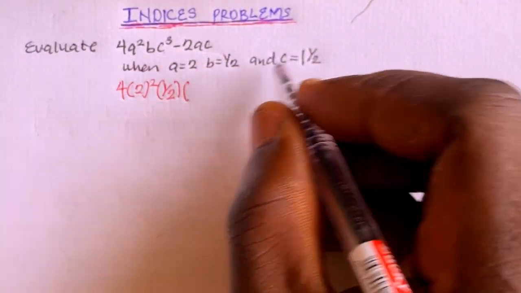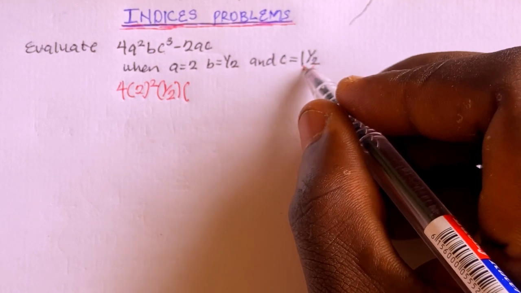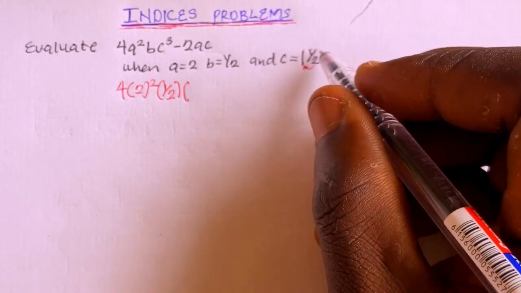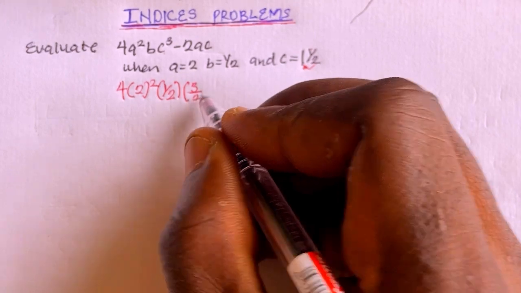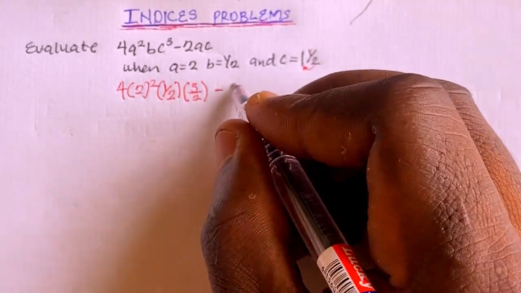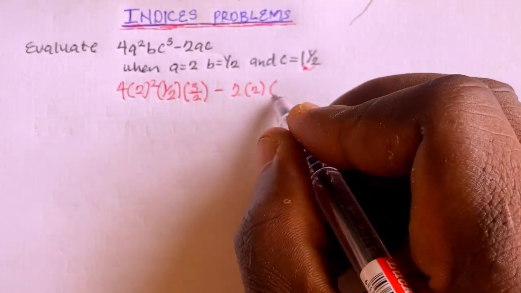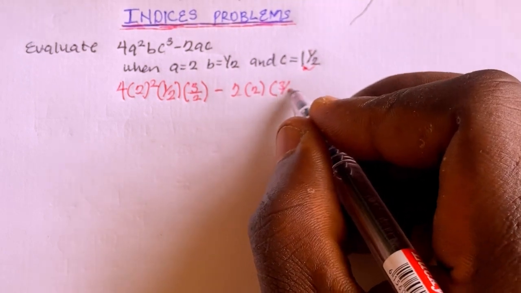As c in this case is what? It is 1 and 1 over 2, which is 2 plus 1, that's 3 over 2. I'm going to have this to be 3 by 2. Then minus 2 into brackets 2, then open another bracket for c. That's 3 by 2.